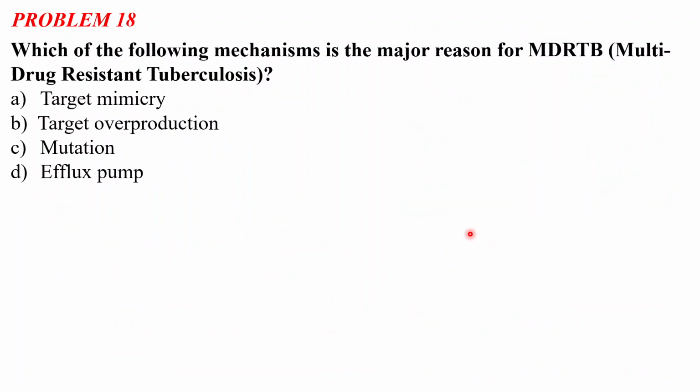Problem number 18 says, which of the following mechanisms is a major reason for multi-drug resistant tuberculosis? Your options are A, target mimicry, B, target overproduction, C, mutation, and D, efflux pump. Which of the following mechanisms is a major reason for MDR-TB, or multi-drug resistant tuberculosis? Target mimicry, target overproduction, mutation, or efflux pump?